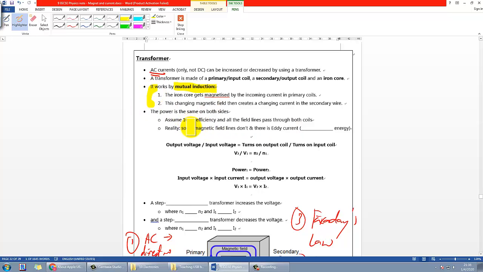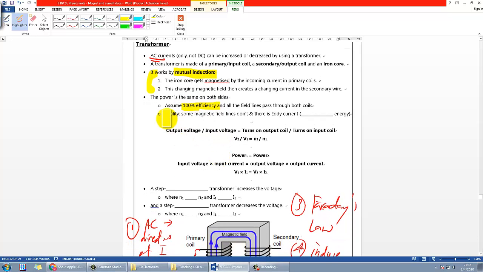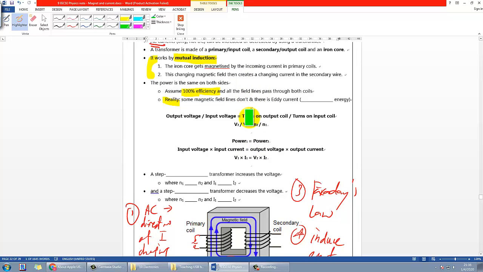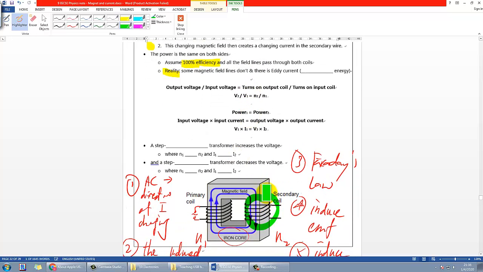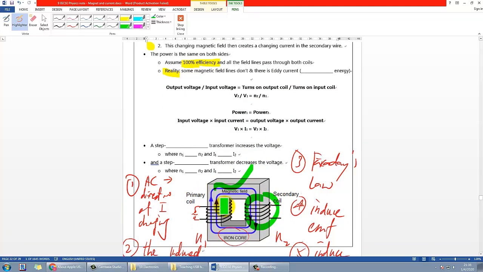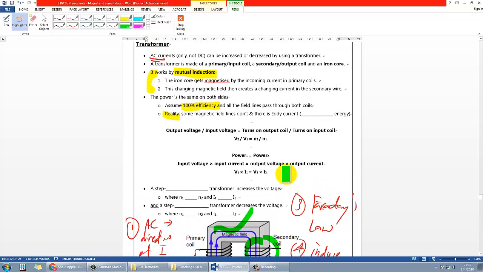And in IGCSE, usually we'll assume the transformer has 100% efficiency. However, in reality, they are of course not as efficient, and that has something to do with the magnetic field not 100% going to the secondary coil. Some of it may fade out to the surroundings, and you cannot contain every single magnetic field inside.